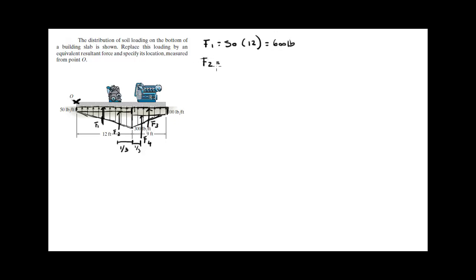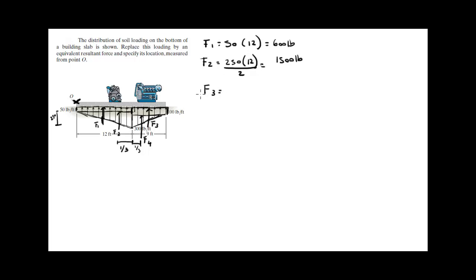F2 is the area of the bigger triangle. It goes from here to here, which is from 50 to 300. Let me put it right here. This is the height of the bigger triangle, and it's 250. Why? Because it's 300 at the tip and 50 at the bottom. That will make it 250. So it's 250 times the length, which is 12, just like the thin rectangle, divided by 2 because it's a triangle, and it comes out to be 1500 pounds.